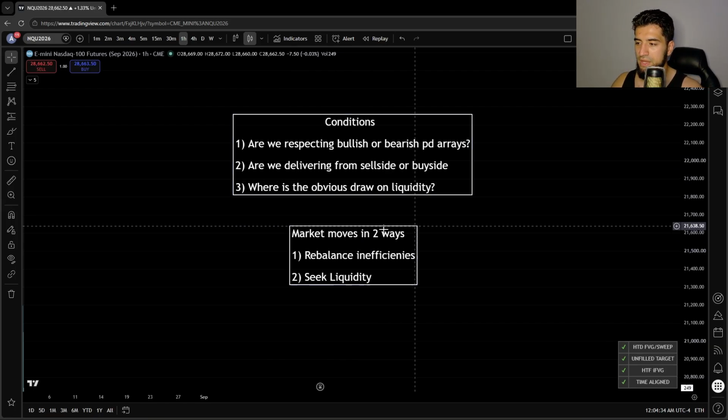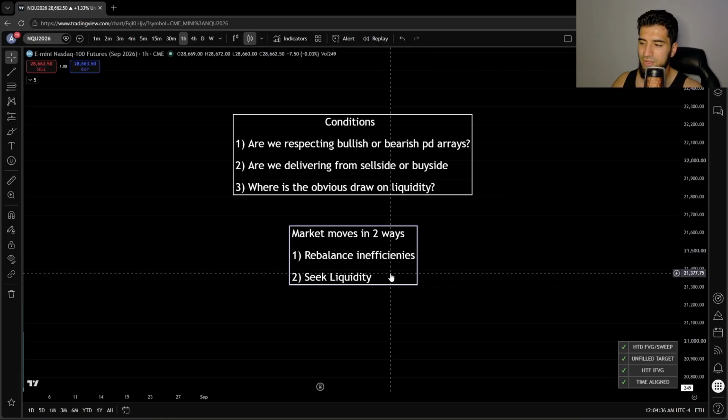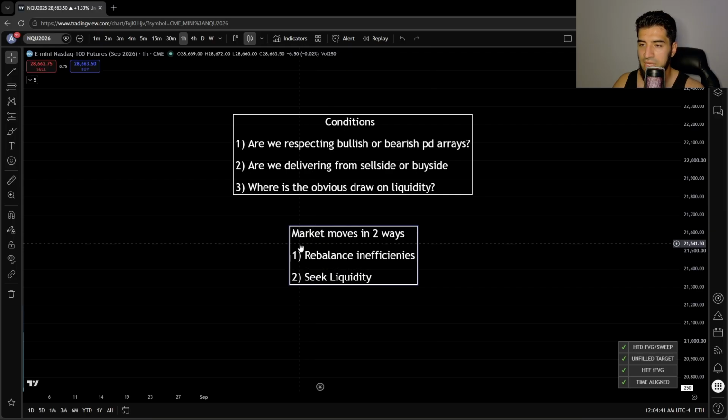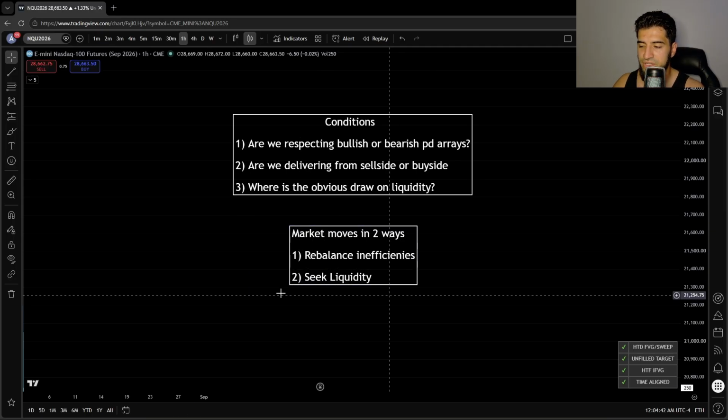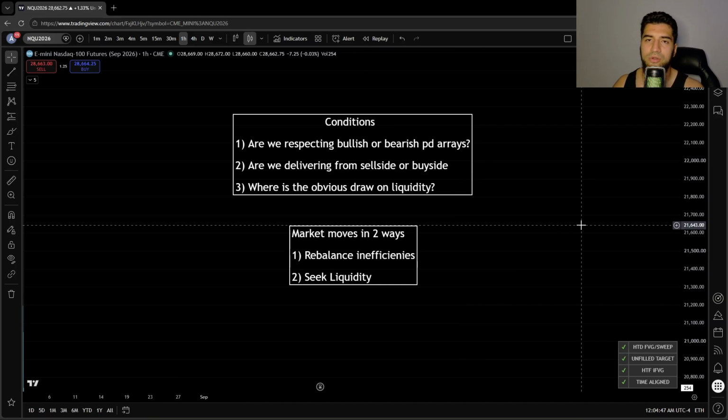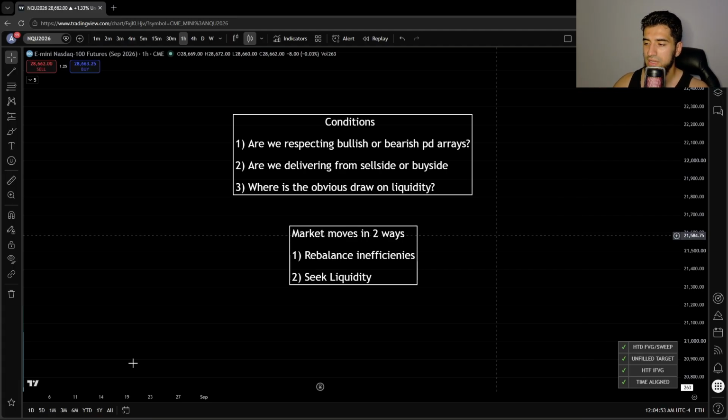So first of all, the thing you gotta ask beforehand is, how does the market move, right? So obviously the market moves in two ways, mainly to rebalance inefficiencies and seek liquidity, right? When I'm speaking about rebalancing an inefficiency, it's pretty much just retracing to your fair value gaps, right? And when I'm talking about seeking liquidity, it's just pretty much taking out highs and lows, right? So this is kind of how the market moves, right?